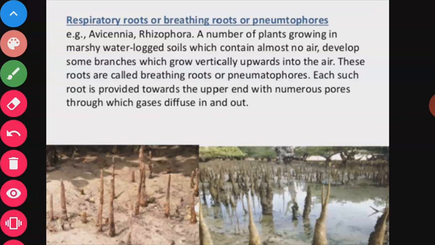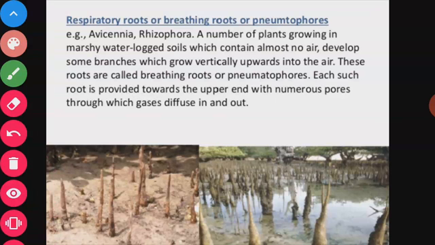Each such root is provided towards the upper end with numerous pores through which gases diffuse in and out. Those roots are called respiratory roots or breathing roots or pneumatophores.